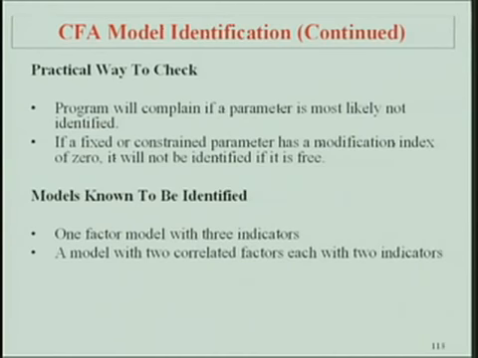But if you don't want to be totally lazy and let the program tell, there are actually rules of thumb. One factor model with 3 indicators is identified. 2 indicators, 1 factor, 2 indicators is not identified. But a model with 2 correlated factors, each with at least 2 indicators, is identified. So based on only those 2 rules, if you look at that in the context of a bigger model, you can figure out if the model is identified or not. That alone carries you pretty far.